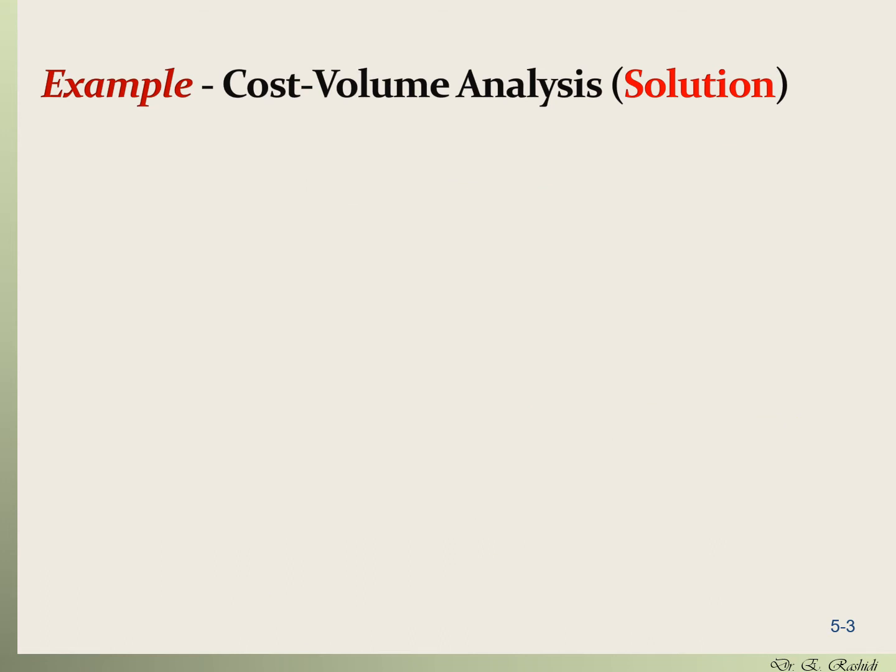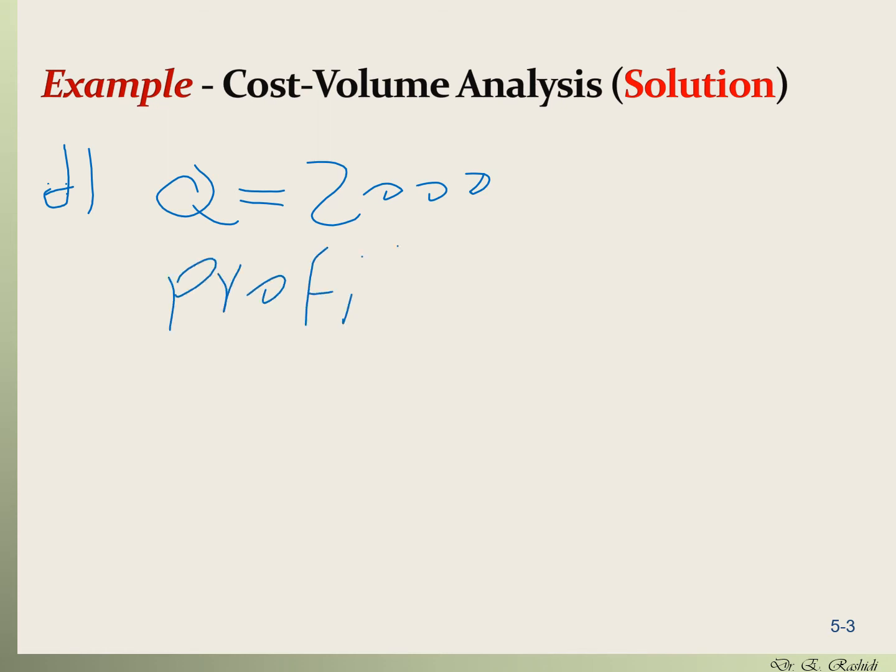Part D of the question asks, if 2,000 pies can be sold, so Q is 2,000 pies, and the profit target is $5,000, what price should be targeted or charged per pie? So we want to produce and sell 2,000 pies, and we want to make 5,000 profit, and we are looking for the price per unit, that's actually R. What is R? Price per unit.